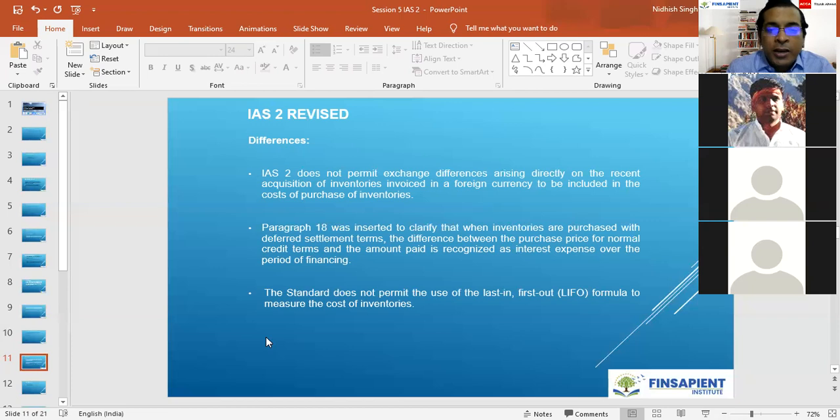Now, the next one, the statement does not permit the use of the last-in-first-out formula. So we have already covered that one. LIFO is not permitted in the IAS framework altogether.